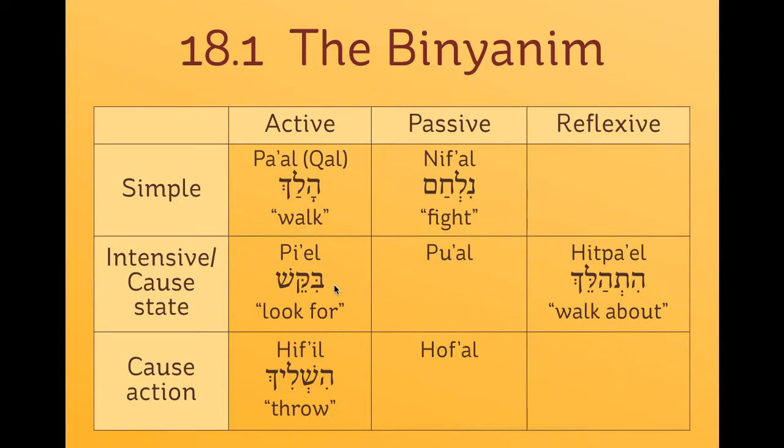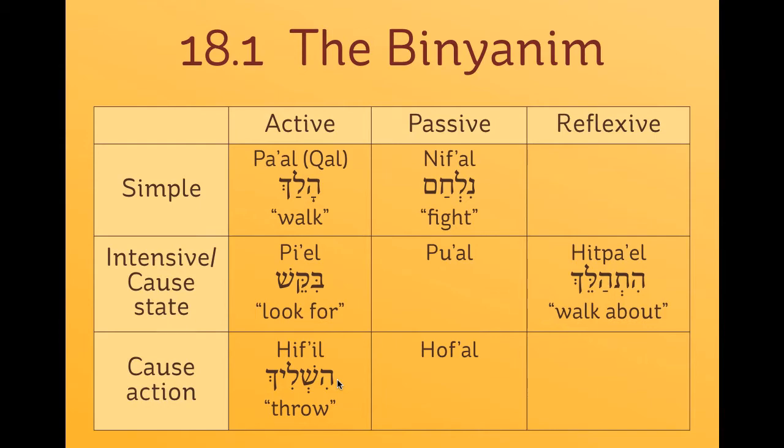Now bikesh is our model piel verb that you've had memorized for a long time, but the meaning to look for is not an intensive or causative meaning really at all. It's just a simple word to search for something. And the reason why this chart would be misleading is because there is no related pa'al verb bakash. It doesn't exist. Similarly with hishlich, our model hifil verb, it means to throw. It doesn't mean to cause someone to throw something. And so this chart is misleading.